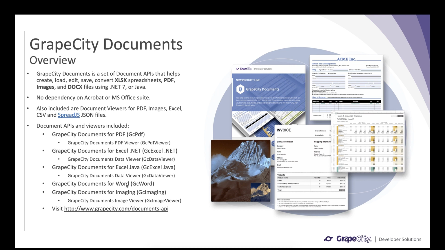GrapeCity Documents for Word or GcWord is also included in GrapeCity Documents. It is our Word API that helps to create Word documents, load existing documents, modify, save them back, and convert them to other formats. GcImaging or GrapeCity Documents for Imaging is our imaging API that helps to load images, create images, and add a lot of image processing effects over the images.